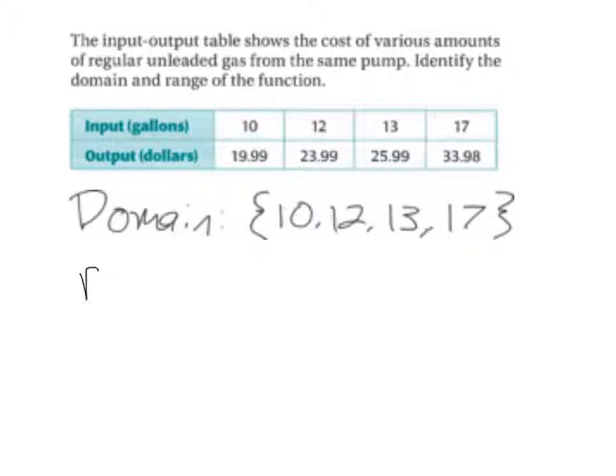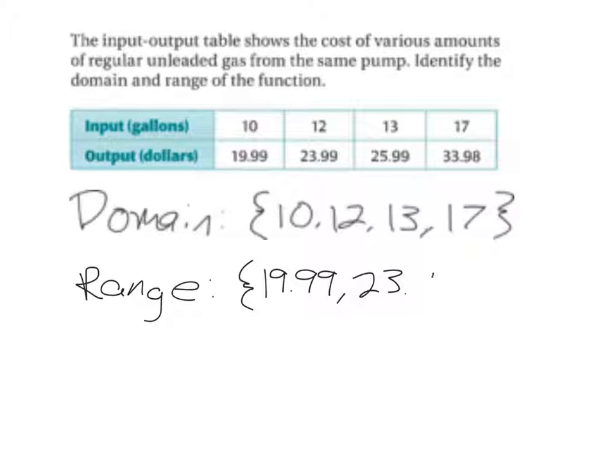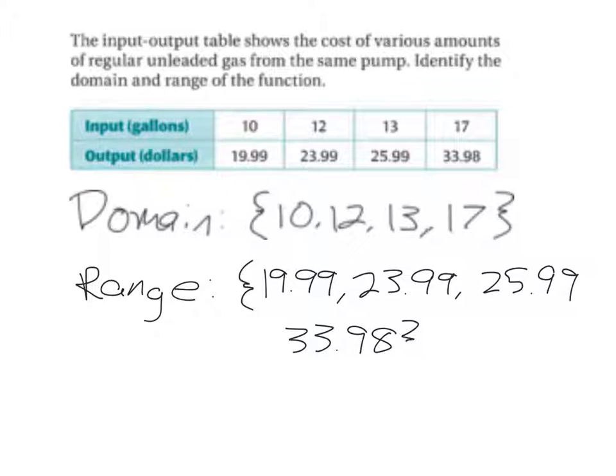And then we have our range. The range is the set of possible output values. So we'll list those also in the brackets to show that it's a set of numbers. And I'm going to have to do 2 lines here because I wrote too big. 33.98, and then I'll close my brackets, closing the set, and once again we have 1, 2, 3, 4 different numbers in this set here.